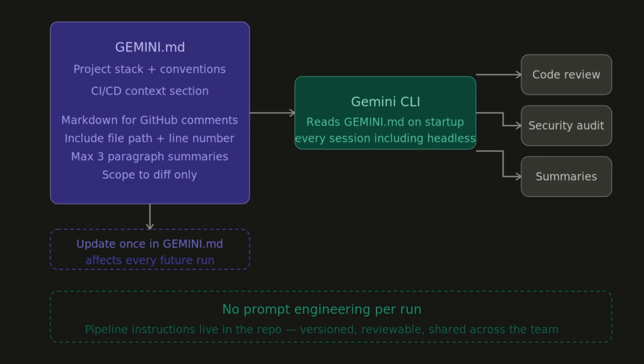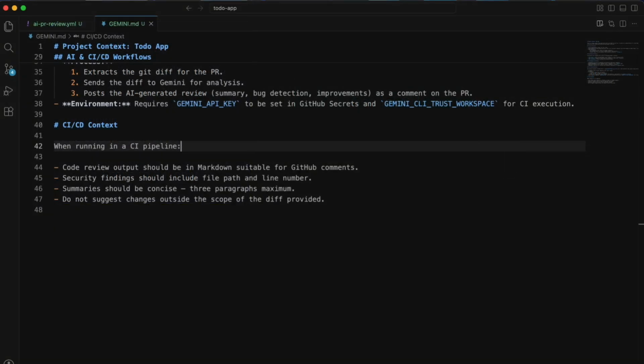From episode 4, Gemini.md provides persistent context that Gemini CLI reads at the start of every session, including headless ones. In a CI/CD pipeline, Gemini.md in the repository root means Gemini automatically knows your project's stack, conventions, and any pipeline specific instructions without you embedding them in every prompt. A pipeline aware Gemini.md section might look like this.